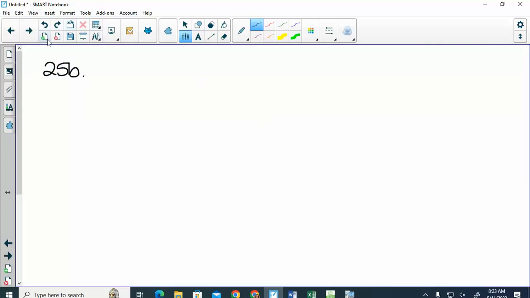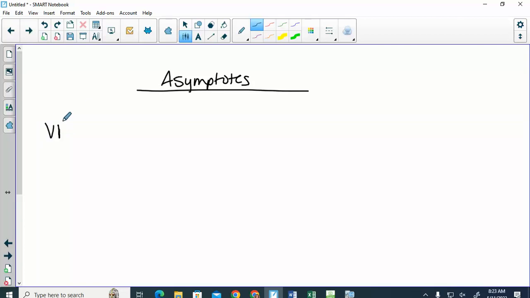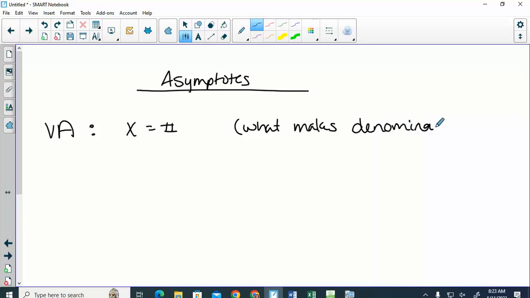So let's do a quick recap on asymptotes. You need to know this, so maybe jot it down if you don't remember. They have to be equations. So vertical asymptotes are going to be x equals a number, and that number is what makes the denominator equal 0.